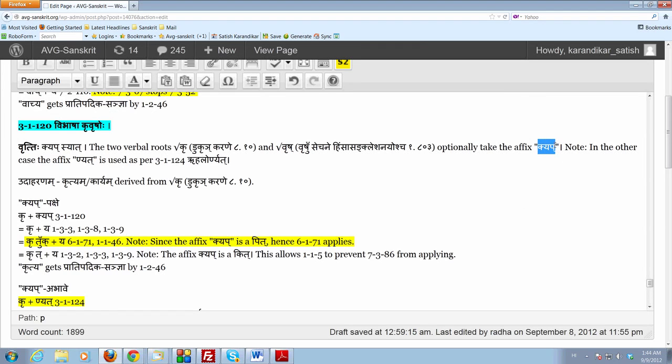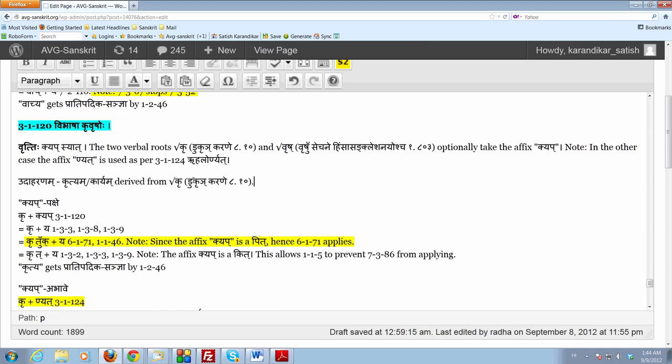So in the remaining case, it will also take the affix nyat by ruhal or nyat. So these two are not the same situation. Kru would have taken nyat necessarily, vrish would have taken kyap necessarily, and now both of them take kyap optionally and nyat in the remaining case. Okay, let's take an example here.